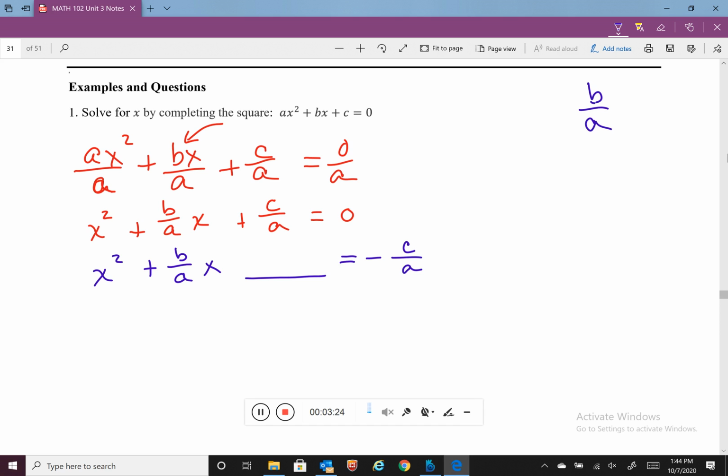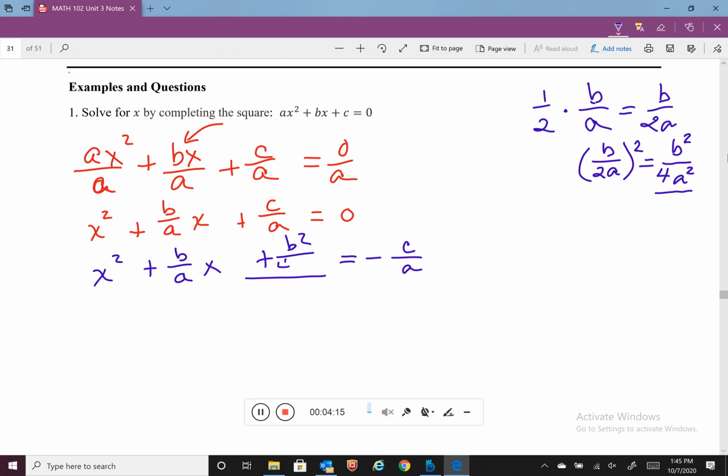And remember, the process of completing the square is to take 1/2 of the coefficient of your first degree term, and 1 times b is b, and 2 times a is 2a. And then following our steps, we're going to square this. And remember, to square a fraction, we want to square everything within that fraction. So we're going to square b, we're going to square 2, which gives us 4, and we're going to square a, which gives us a squared. And this is what we're going to add to both sides. So that gives us plus b squared over 4a squared added to both sides.